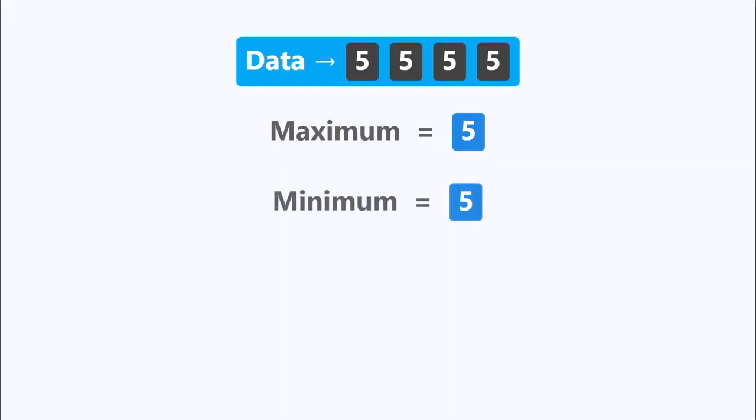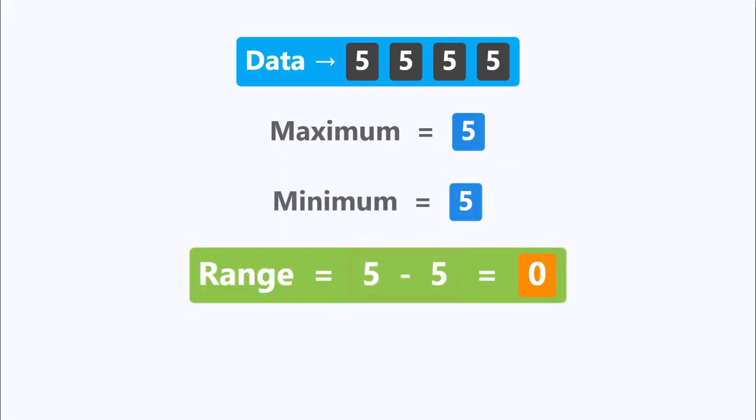Let's try another dataset: 5, 5, 5, and 5. The largest score is 5. The smallest score is also 5. The range is 5 minus 5, which is 0. A range of 0 means there is no spread, or no variation, in the data.